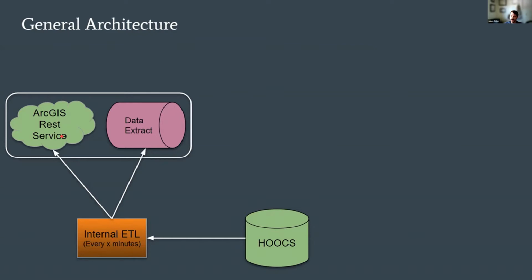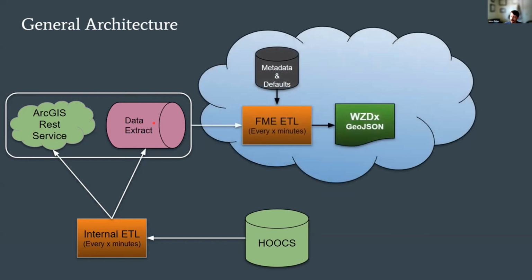Now, in this demonstration, I'm not actually using this live REST service. I'm using a data extract from that REST service, just because it's a lot easier to demonstrate this process quickly using the GeoJSON already local rather than having to retrieve it via a query. But again, this GeoJSON extract is exactly the format of an ArcGIS REST service query. It's just stored locally. The FME process can read this extract or read this REST service every few minutes and then save the GeoJSON features in the WZDx format locally for retrieval.